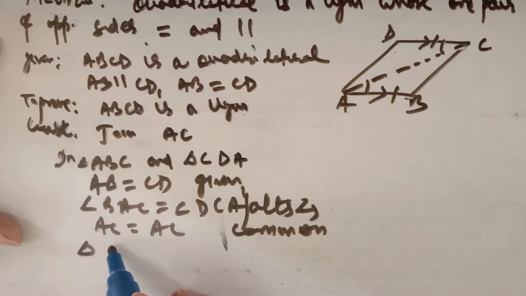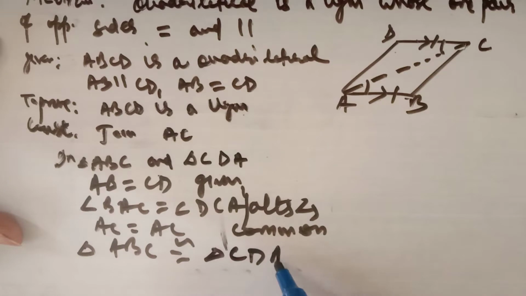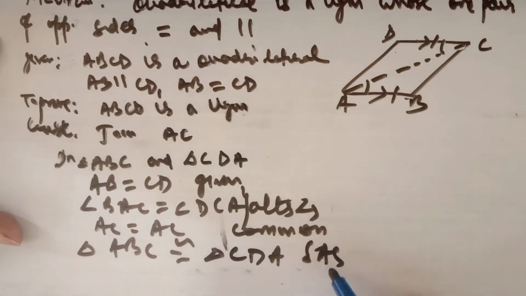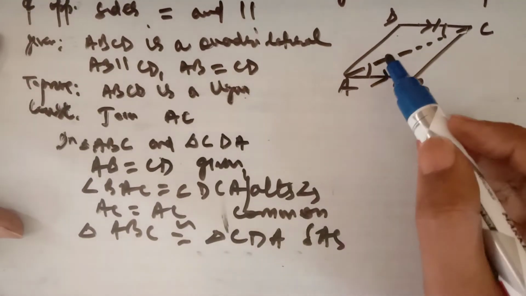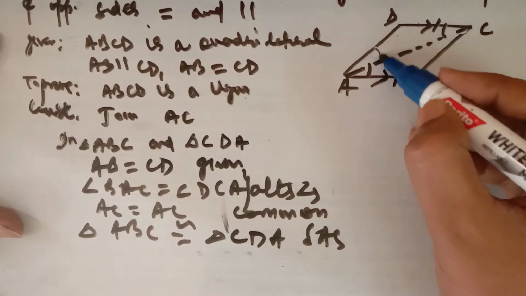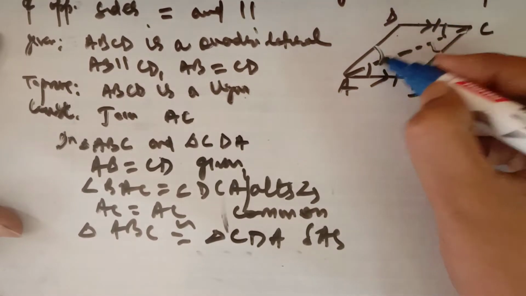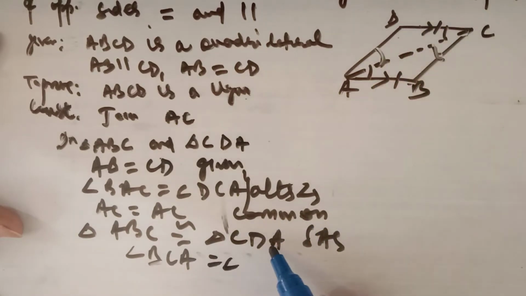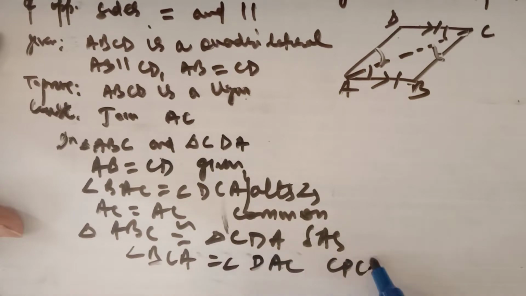So these two triangles are congruent. Which two triangles? Triangle ABC is congruent to triangle CDA by which congruence property? Side angle side. Now because these two triangles are congruent, this angle will be equal to this angle, corresponding parts of congruent triangles are congruent. That is, angle BCA is equal to angle DAC, corresponding parts of congruent triangles.